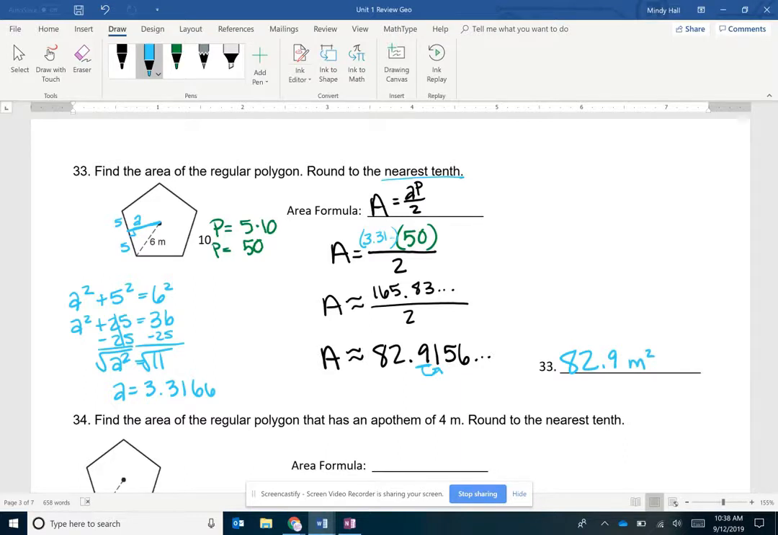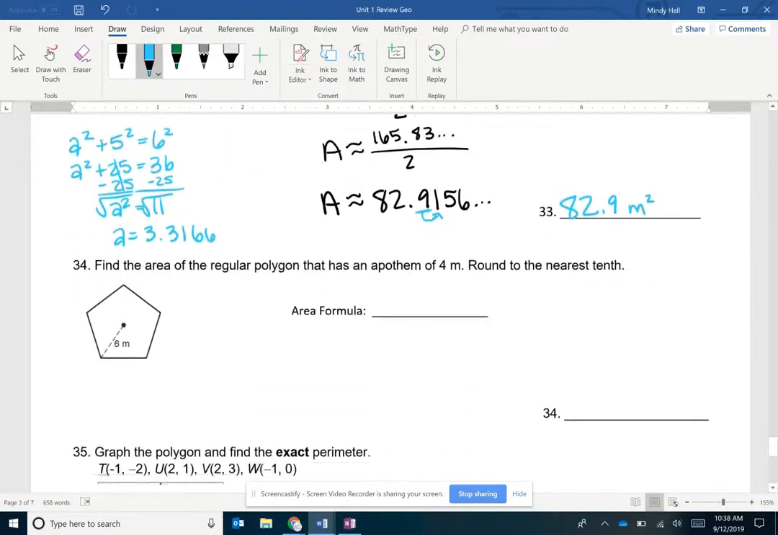If your answer is close to it, then chances are you probably did it right. It's just some rounding issues. Not that the issues will take points off, but it's just so that you are aware that you might get slightly different answers if you actually round before your final step, okay?